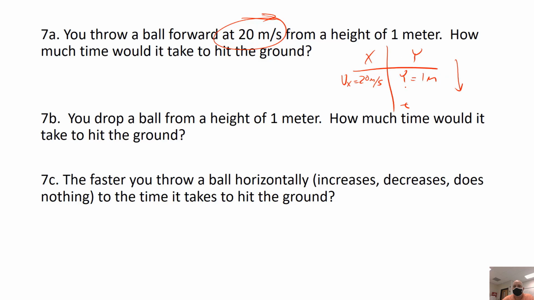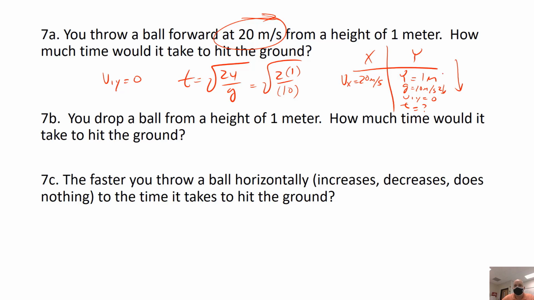A few other givens we can throw in there. G is equal to 10 meters per second squared down. We're not going down at the beginning, so the initial velocity is 0. And we're trying to solve for time, and there's an equation you can find only when VIY equals 0, and that's t equals square root of 2y over g. And so the square root of 2y over g would be, let's replace the y with the 1, the g with the 10, and it's going to be 10 down and 1 down.